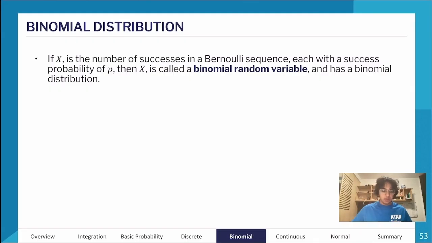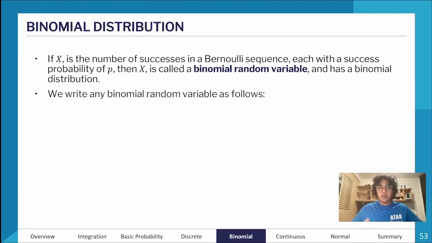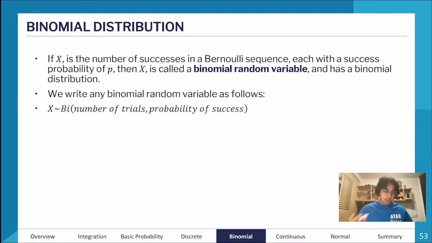So if x is the number of successes in a Bernoulli sequence with a fixed success probability p, then we call that sequence a binomial random variable. Binomial again meaning two possible outcomes. And a binomial random variable will have a binomial distribution. So we always write out these binomial random variables as follows, right? We write x, then that squiggly line, Bi for binomial, and then we always write the number of trials first, represented by n, comma, p. And these are two important variables when it comes to working out the binomial distribution.